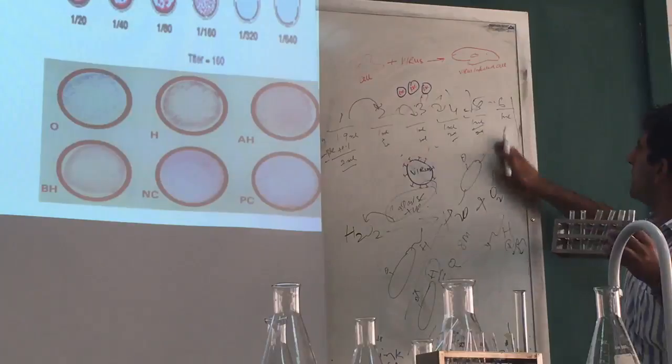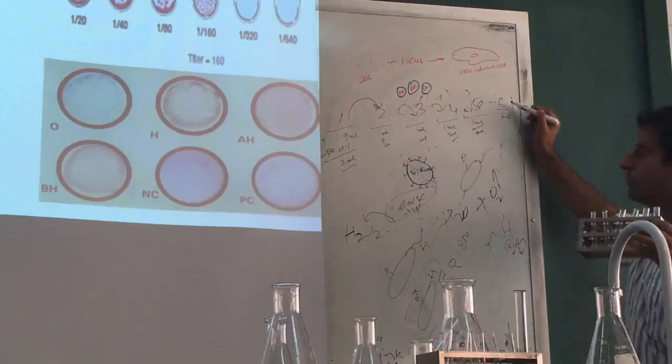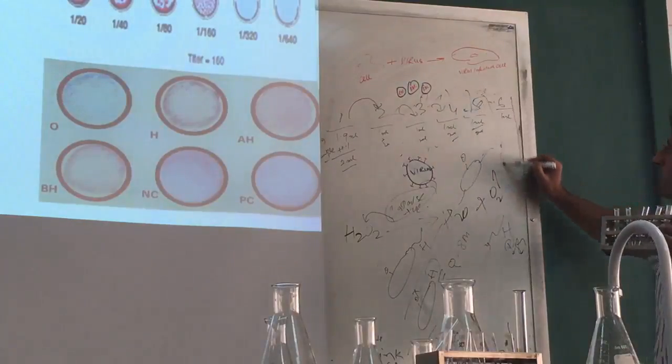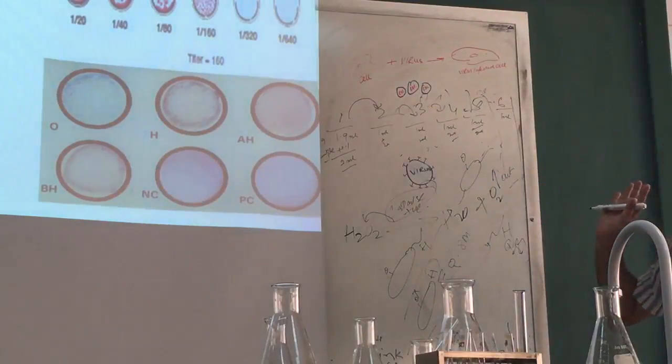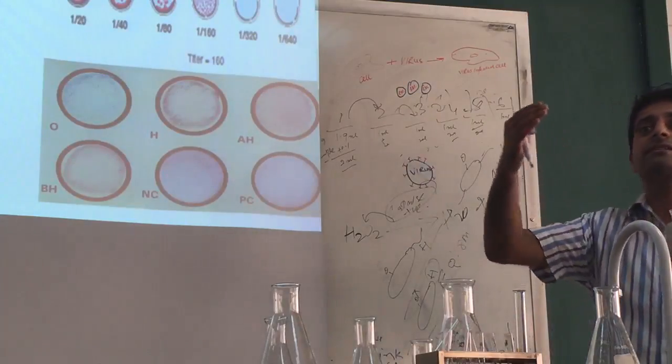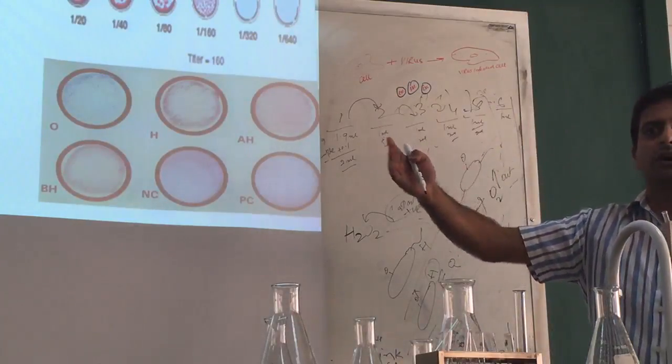Keep this last one, number 6, aside. Do not make this here. Now you have 2 ml here, right? Take 1 ml, throw it out. Okay? Throw it out. This means you are making the serial dilution of serum.